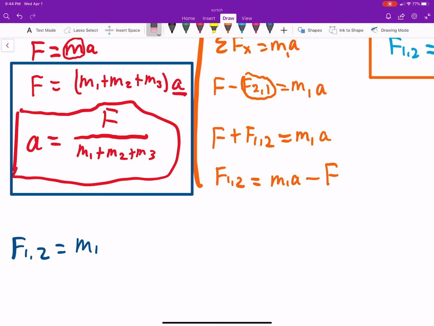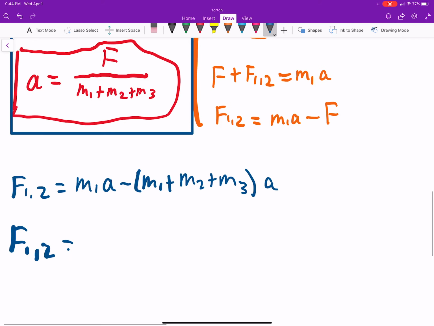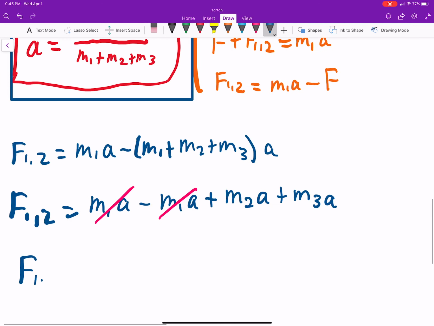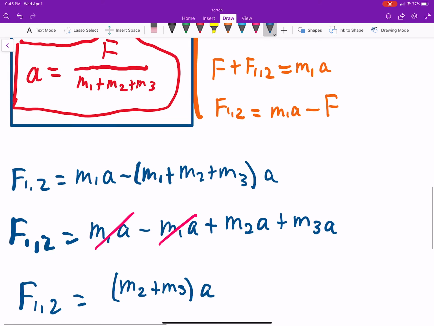Let's just keep it acceleration for now, because what will end up happening is minus M1 plus M2 plus M3 times acceleration. Let's distribute our acceleration. And mass 1 times acceleration minus mass 1 times acceleration plus mass 2 times acceleration plus mass 3 times acceleration. You can see the masses, M1A cancels. So F1 onto 2 is equal to M2 plus M3 times our acceleration.